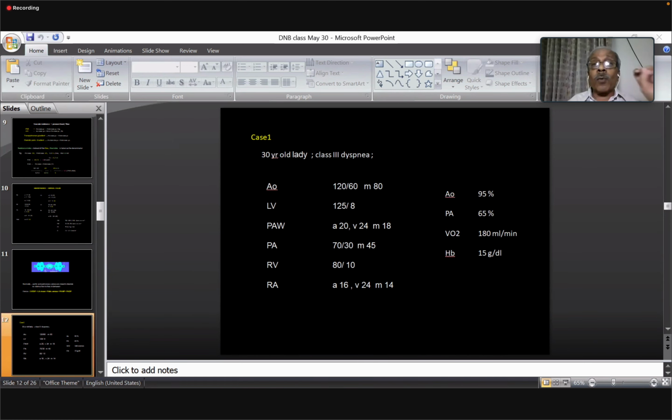Now you have found there is a wide pulse pressure. There is a diastolic gradient across the LV inflow. There is pulmonary artery hypertension with a transpulmonary gradient of 27 millimeters and a diastolic gradient of 12 millimeters of mercury. There is RV systolic hypertension with RV diastolic pressure elevation. There is a prominent V wave with a high RA pressure and a gradient.